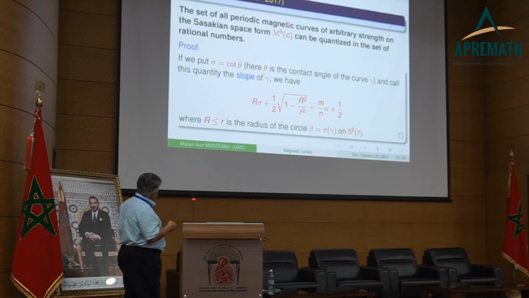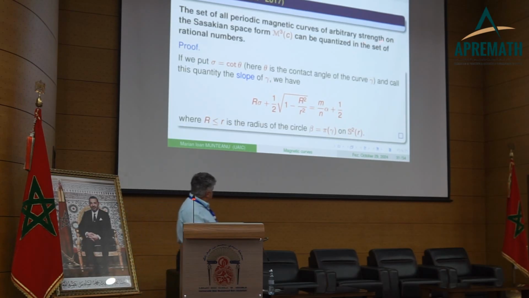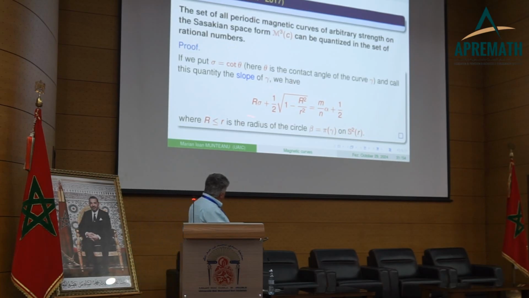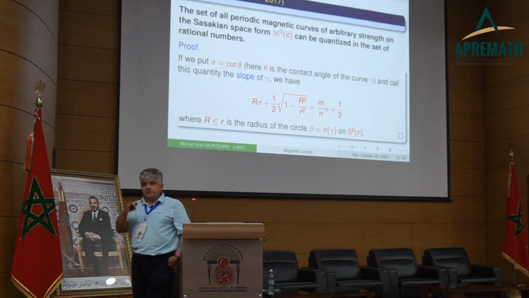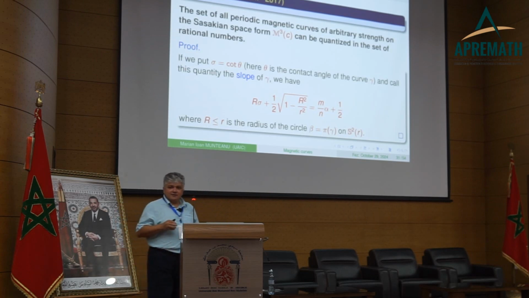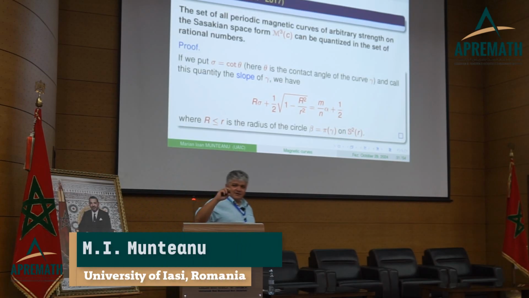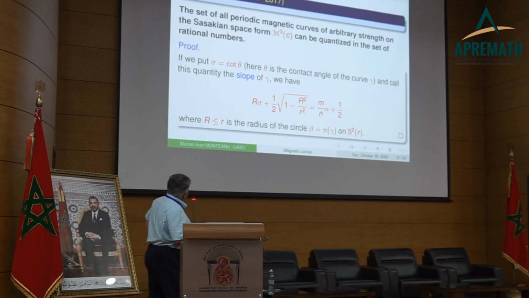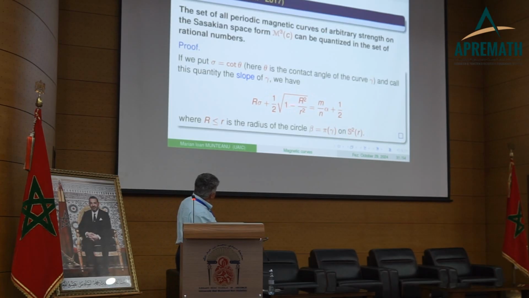The set of all periodic magnetic curves of arbitrary strength on the Sasakian space form M3(C) can be quantized in the set of rational numbers. What does this mean? We have a relation depending on rational numbers. I saw this in Stefano's talk, so a kind of rational number appears for the periodicity. So probably it is more or less the same idea there. And we have this one.